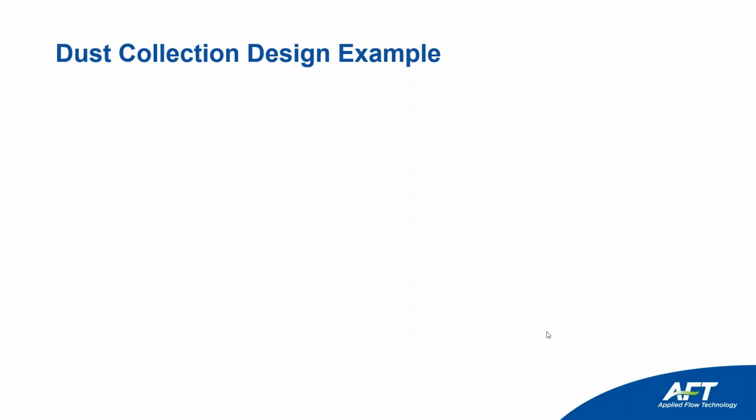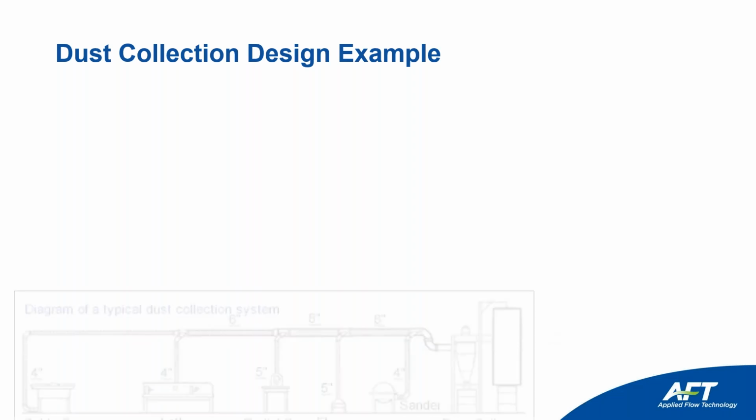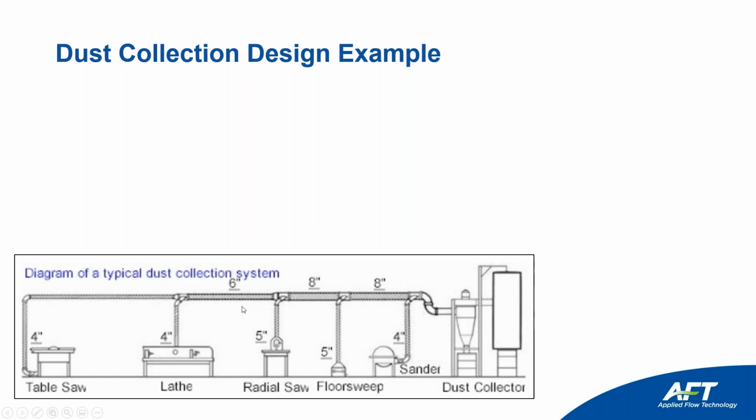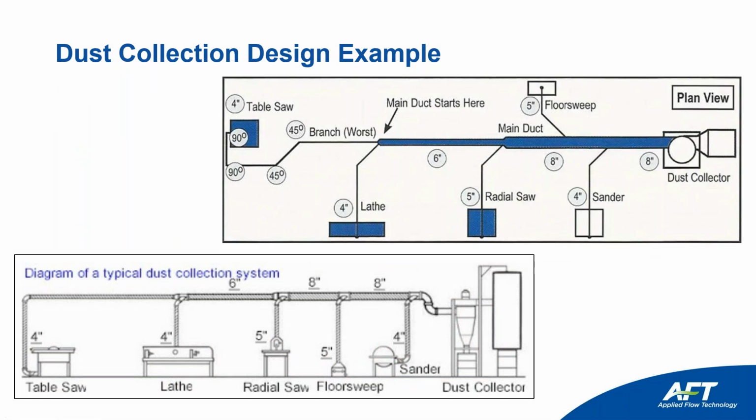Okay, so here's the dust collection system example that I demonstrated in the previous webinar. This is a wood manufacturing system, very generic. We've got a table saw, a lathe, a radial saw, a floor sweep, and a sander. And then this is where our dust collector is. So that's a typical diagram of a dust collecting system. This is the plan view that shows a little bit more information on the relative layout of where all the components are in the system.